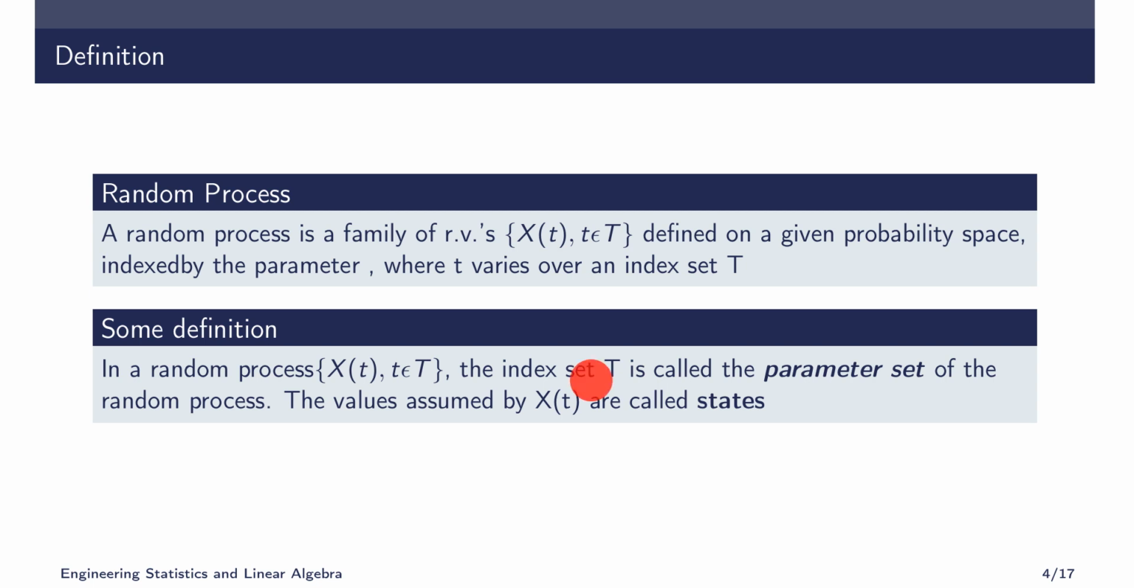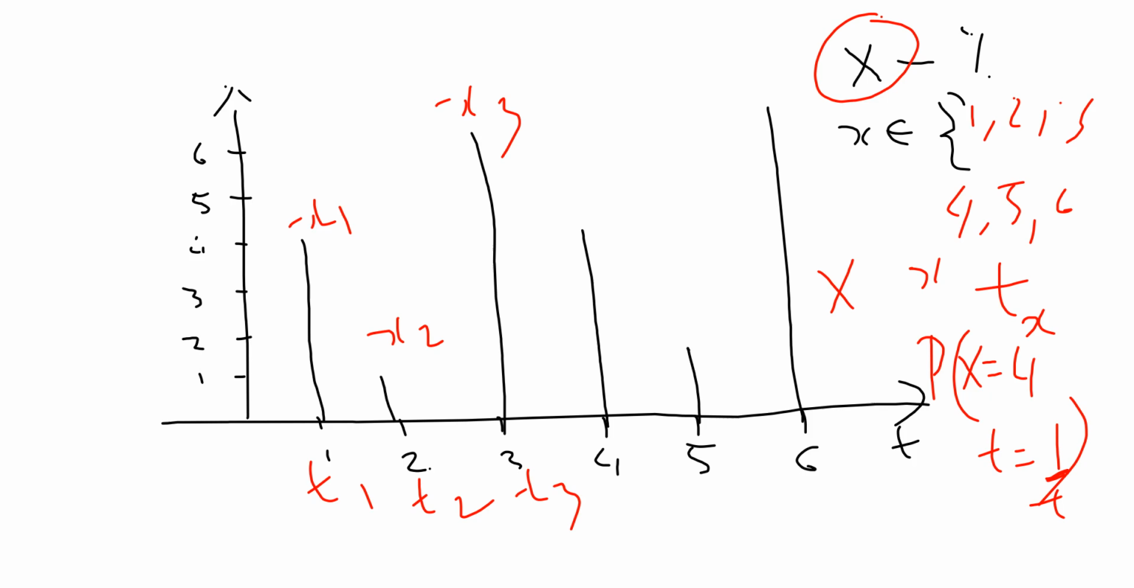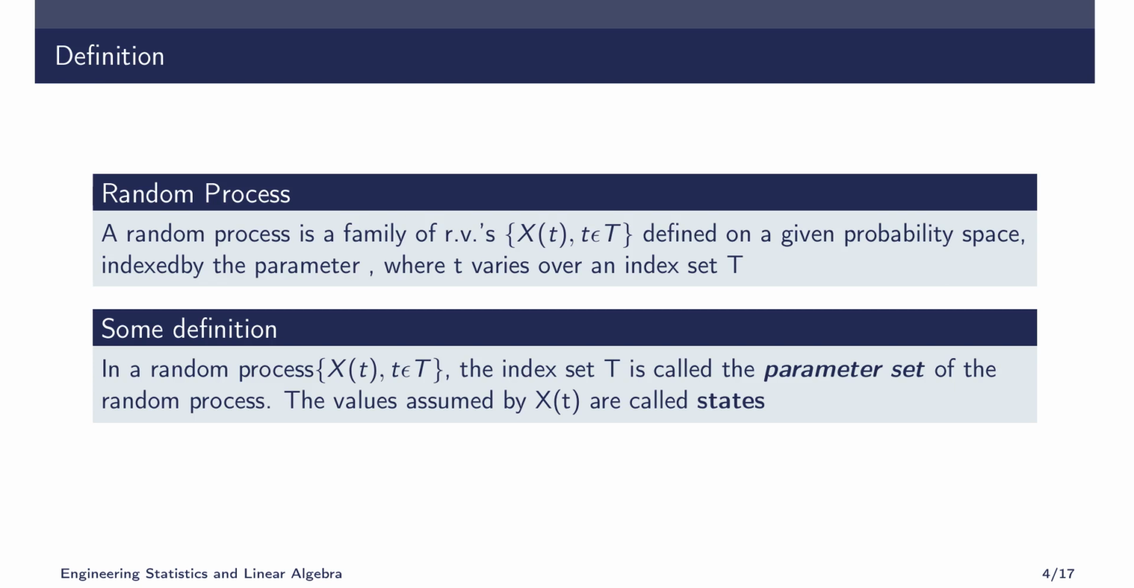So the index set T is called a parameter set. Remember, this is the definition, and the values assumed by X(t) are called states. Now what is this experiment? Every time we throw the die, what value can it take? The parameter set can take the values 1, 2, 3, 4, 5, 6, 7, 8, 9, 10 up to infinity, whereas the state space, the state values, can take the values 1, 2, 3, 4, 5 and 6. So that is the difference between parameter set and state space, the state values.